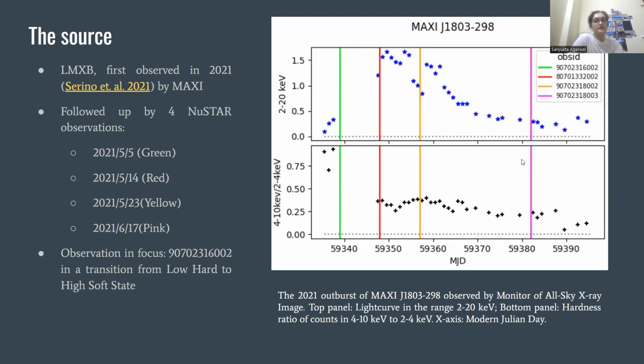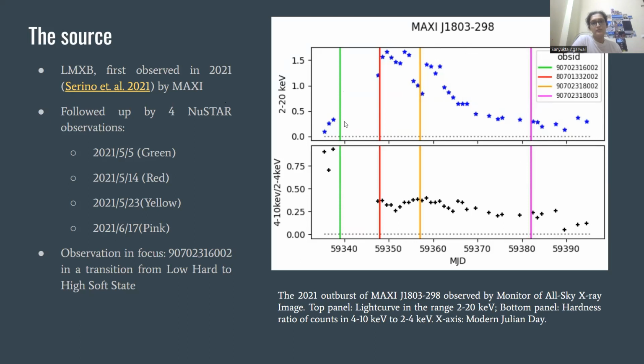Now we come to a particular source of interest. Our source of interest is called MAXI J1803-298, and it was first seen to go into outburst using the MAXI Sky Survey on the International Space Station by Serino in 2021. NuSTAR had 4 observations of the outburst of this source. Here are the 4 lines you can see for the 4 observations.